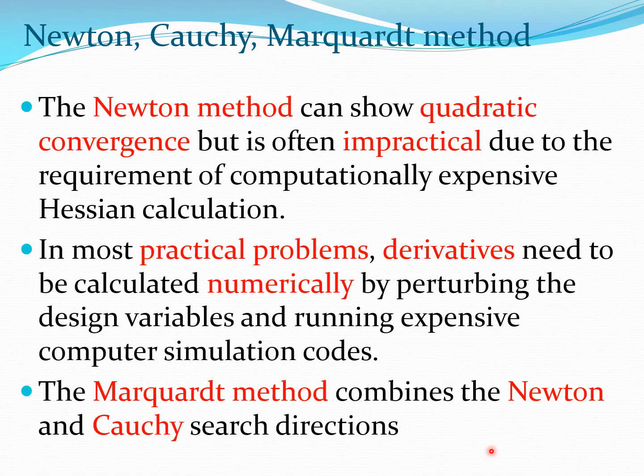Now the extension of this Newton method to the Marquardt method was proposed, and the Marquardt method essentially tries to combine two methods, the Newton method and the steepest descent method. The steepest descent method is also known as the Cauchy method in some of the mathematically inclined literature. And here you use the fact that d is minus c as the search direction.